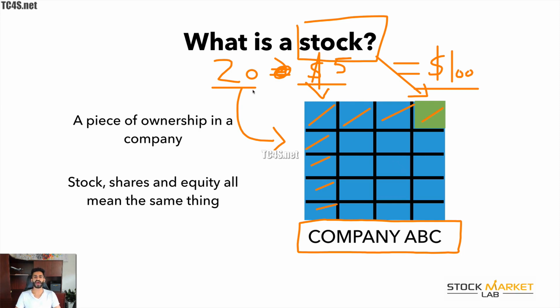Another company might have 400 shares. Another company might have 50 million shares, right? Every company is going to have a different amount of shares. But focusing on this example, right? If they have 20 shares and each share is $5, the overall valuation of the company is $100.